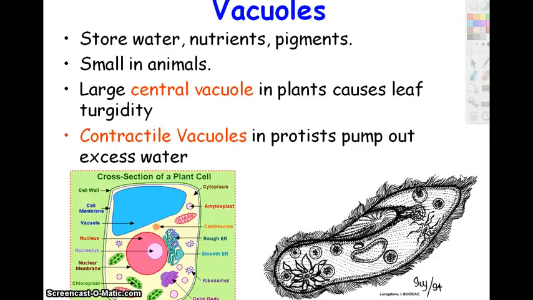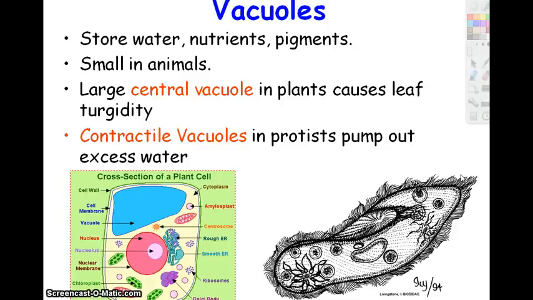Protists have contractile vacuoles. It's just a special vacuole that acts almost like a little bladder. What it literally does is, since they live in fresh water, water can constantly flow in. I don't know if you remember osmosis, that water goes from higher to lower concentrations. So an organism that lives in fresh water is going to have water tending to flow into it.